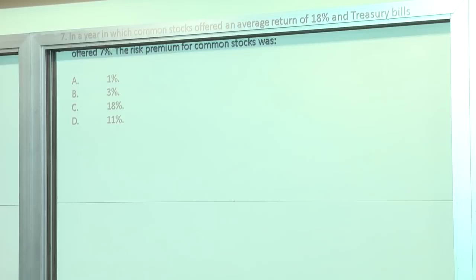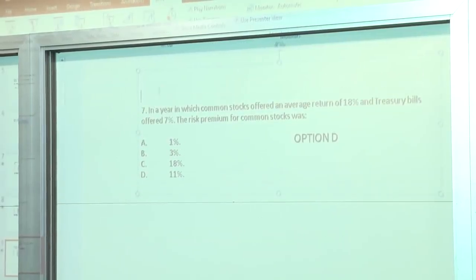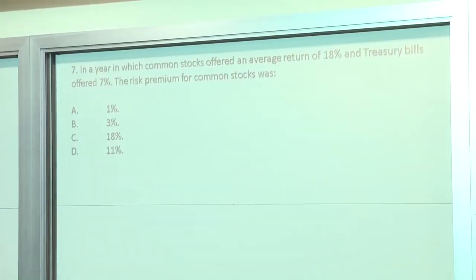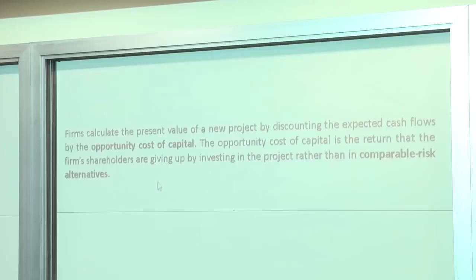In a year in which common stocks offer an average return of 18%, and Treasury bills offer 7%, what is the risk premium of common stock? It is just their return minus the risk-free rate. So it's simple. 18 minus 7 is 11.